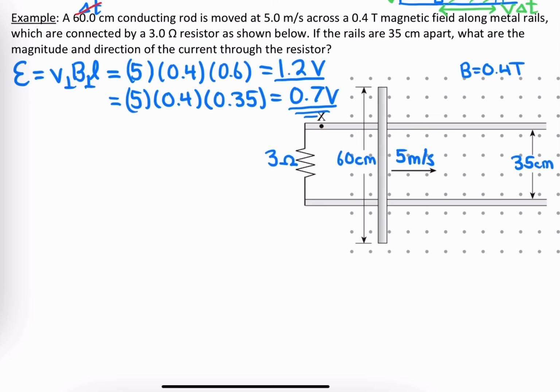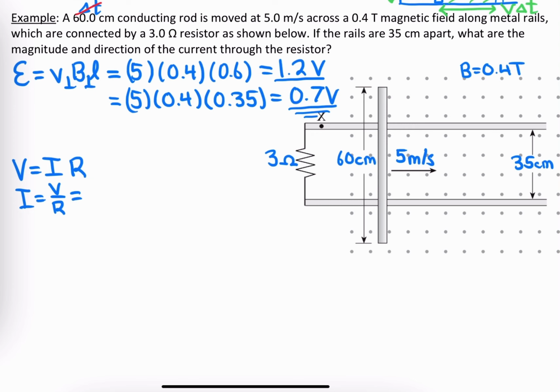So now I have a 0.7 volt power source connected to an electric circuit with a resistor in it. And I want to know the current through that resistor. So this becomes a very simple electric circuits problem, and we can apply Ohm's law, V equals IR. Because we're trying to find I, I'll rearrange: I equals V divided by R.